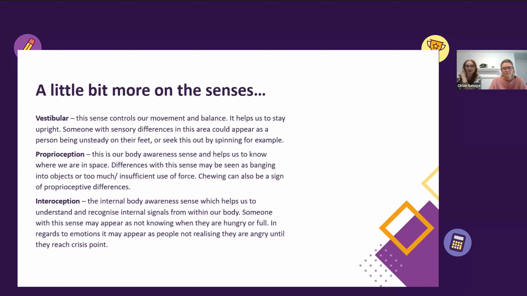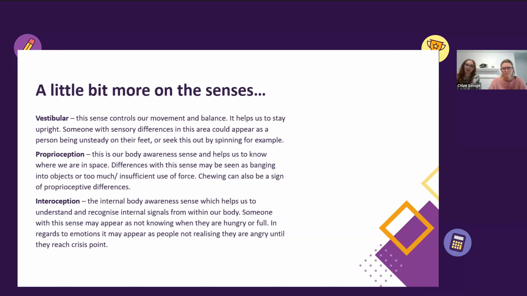Proprioceptive sense, this is the body awareness sense. It helps us to know where we are. And differences with this sense, people might bang into things. When handwriting, they might put loads and loads of force on the pencil or not enough force for it to write. And also chewing, that can be a proprioceptive sensory difference.